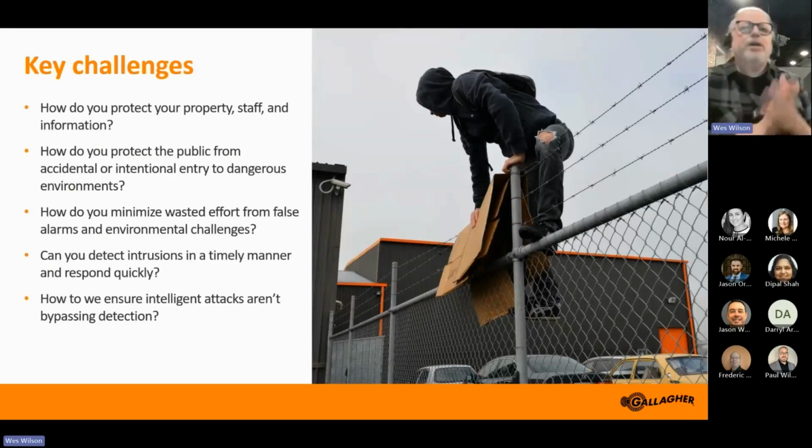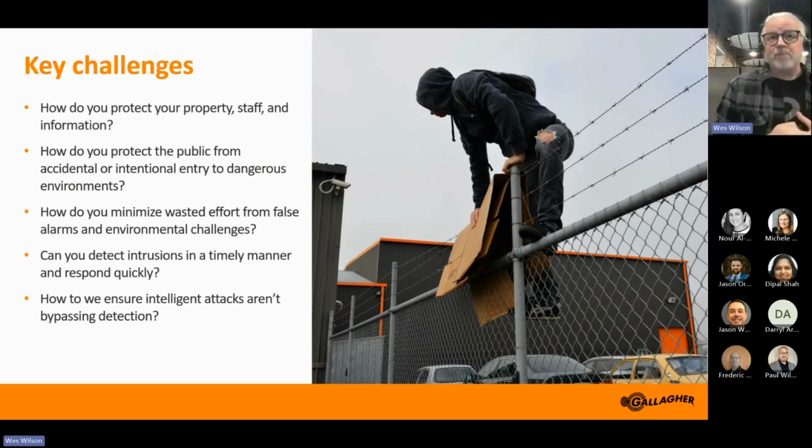So moving on, we have some key challenges. First off, how do you protect your property, staff, and information? How do we do it with perimeter security? How do you protect the public from accidentally or intentionally getting into a dangerous environment? How do you minimize wasted efforts from false alarms and environmental challenges? How do you detect intrusions in a timely manner? And how do you ensure intelligent attacks aren't bypassing detection? So let's talk about those a little bit.